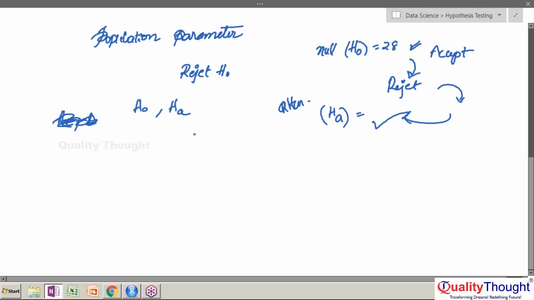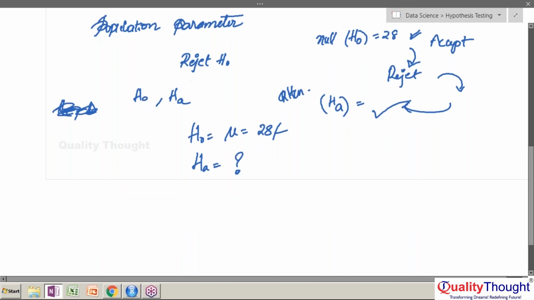H naught is always considered as mu, which is going to be the average price, 28 rupees as I said. The alternate hypothesis needs to be measured, how much it is going to be. The alternate hypothesis may be accepted or rejected based upon the null hypothesis. Let us understand how it is going to be.